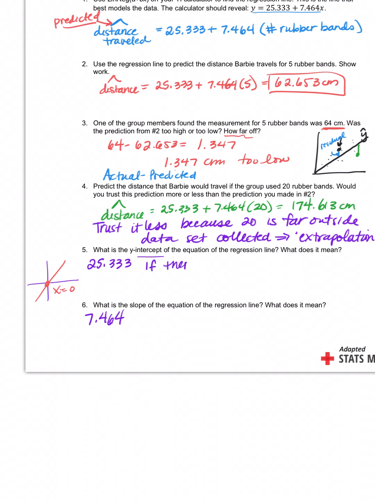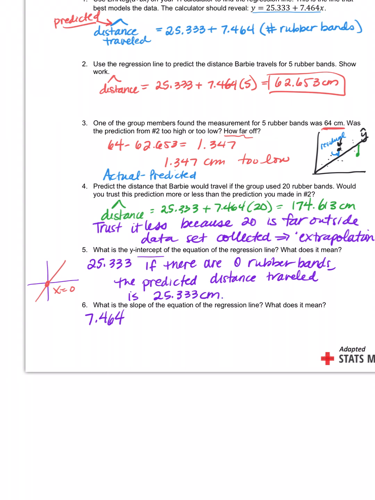So we would say if there are 0 rubber bands, the predicted distance traveled is 25.333 centimeters.